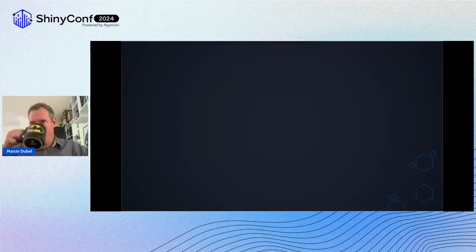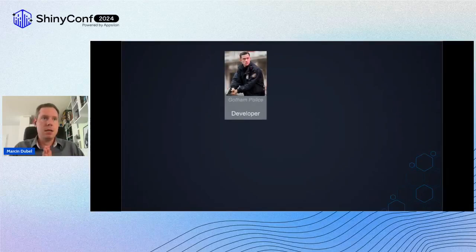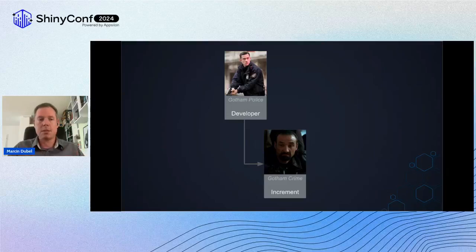Okay, so we will start bringing to the presentation our characters from Gotham that will represent the roles we have in the project. Of course, there is no Shiny application without the developers, and they will be represented by the Gotham Police, which is not the easiest career choice you might have. But it fits them well because this is their daily job to fight the crime in Gotham City. They follow the best practices and rules. And the crime here, what our developers are dealing with, is the increment that we as developers are creating on a daily basis. So it's both features, bug fixes, all the stuff that we are adding to our project.